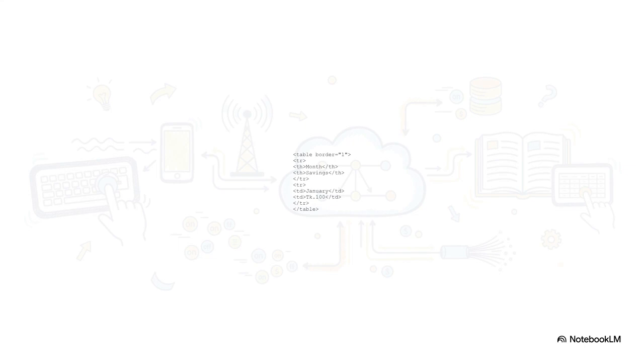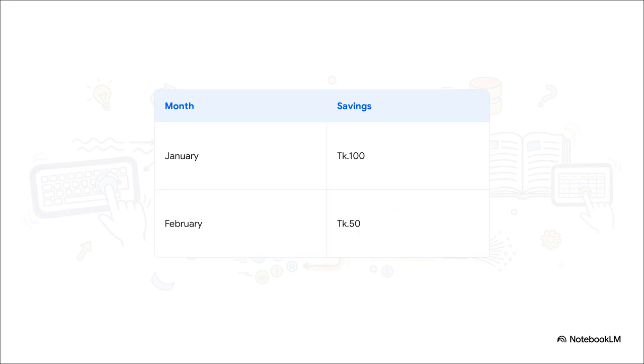So, what is HTML really? Well, it's just a set of instructions for your web browser. This code is like a blueprint, and it's telling the browser exactly how to structure the content. Okay, create a table, now add a row, now insert a header called month, and so on. And here's the result. Your browser reads that HTML code and renders this perfectly formatted table.